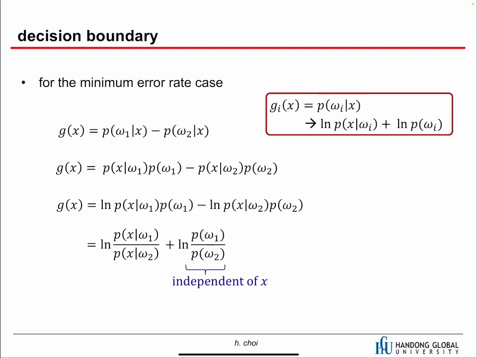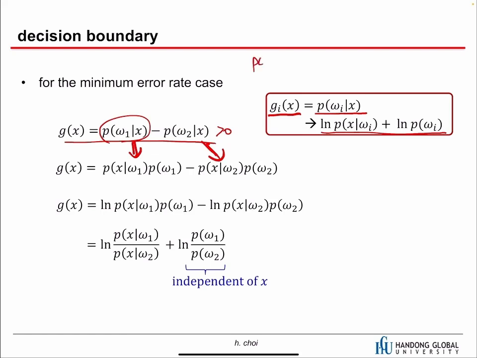For the minimum error rate case, we just check this one. We compare the probability of class 1 given x and the probability of class 2 given x. If it is positive, then class 1, otherwise class 2. So in this case, g sub i is actually p of omega i given x. And with the Bayes rule, we can derive this equation. So this one becomes this one.